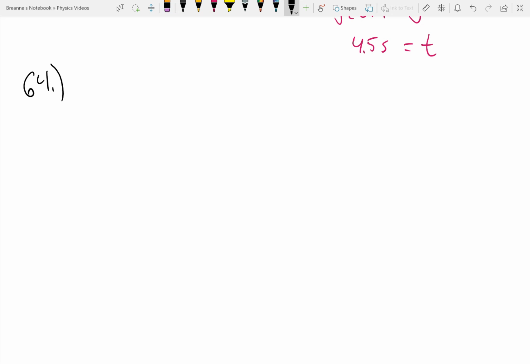Problem 64. When doing a chin-up, a physics student lifts her 50 kilogram body a distance of 0.25 meters in 3 seconds. What is the power delivered by the student's biceps? Let's write down our givens. We have mass, which is 55 kilograms, our distance is 0.25 meters, and our time is 3 seconds. Those are our givens. We're looking for power though.